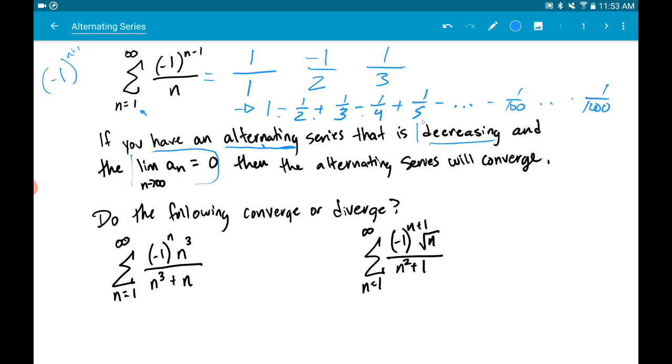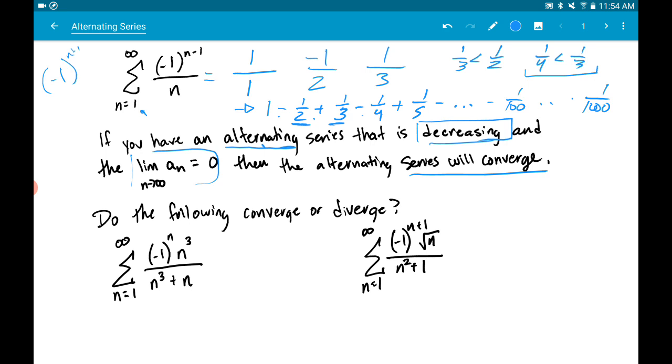And then this idea of decreasing means that each term, meaning this is the second term, this is the third term, if you're ignoring the signs, the minus, plus, minus, plus, each term is getting smaller, meaning 1/3 is smaller than 1/2. And then 1/4 is smaller than 1/3. So if it meets that criteria, then you can say that the series will converge.